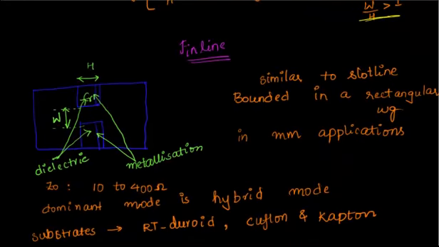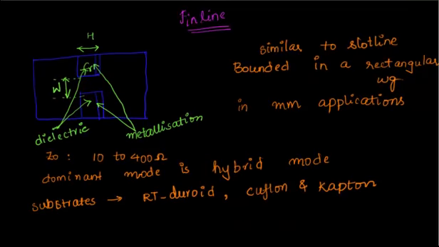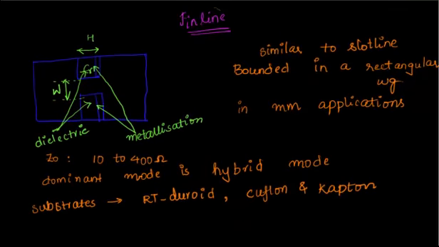Now we have already discussed strip line and microstrip line. We have something called fin line. Fin line is very similar to the slot line, but it is bounded in a rectangular waveguide. This solves the problem of installation of diodes into a rectangular waveguide.